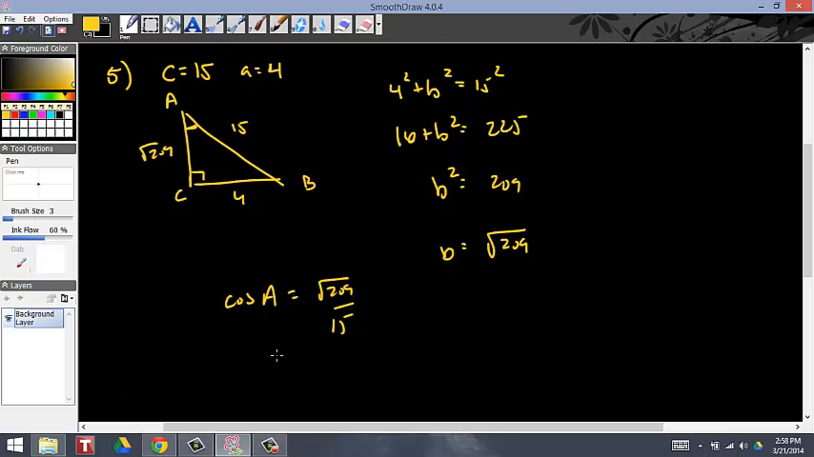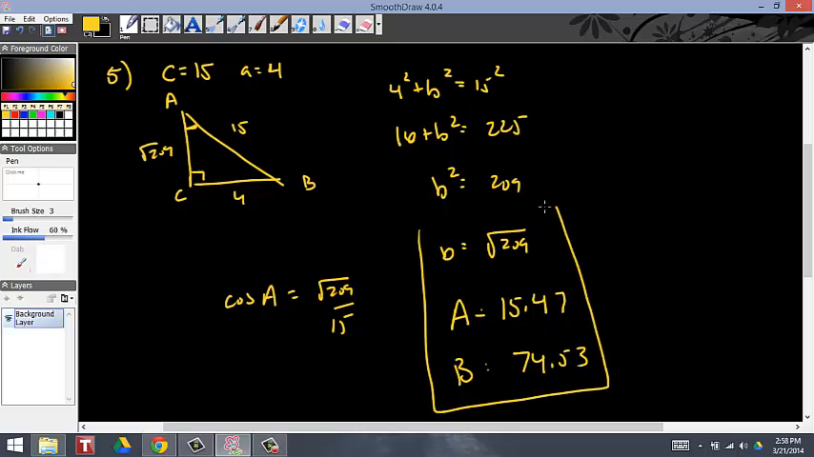So I got A equals 15.47, which means B is going to be 180 minus 90 minus 15.47. B is going to be 74.53. Zoe, does that make sense? Yes or no? I can do it again if you want.